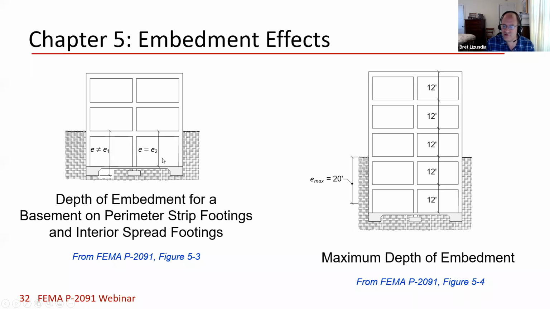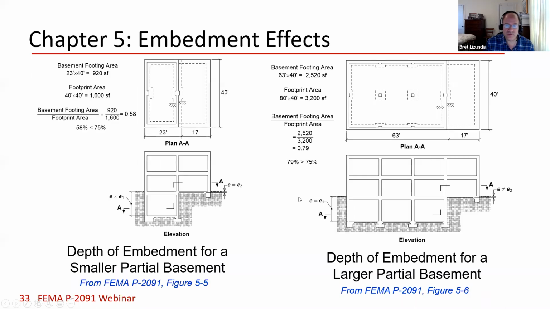So pretty significant. And it turns out, just due to the limits of what has empirically been collected, there's a restriction in the building code that they don't let you go more than 20 feet down. But a 20-foot E in those equations will lead to significant reductions. So let's do an example of that in a sec here.